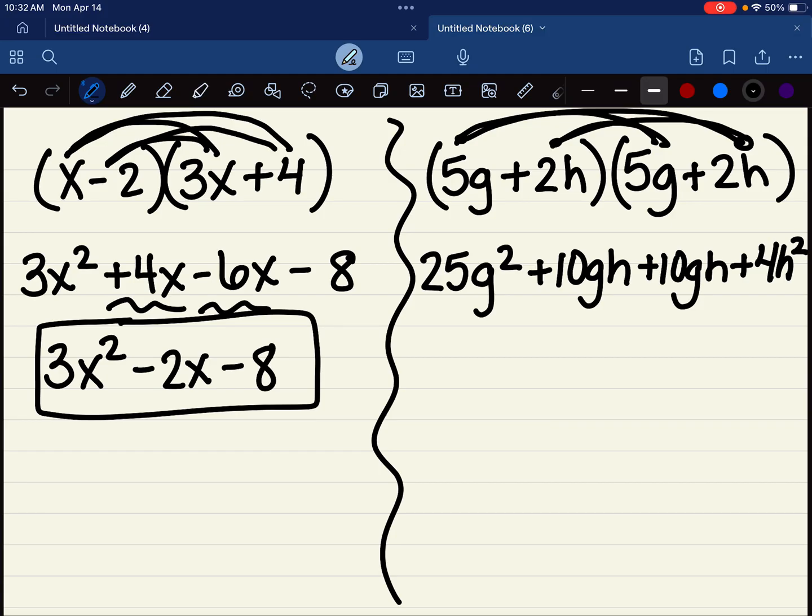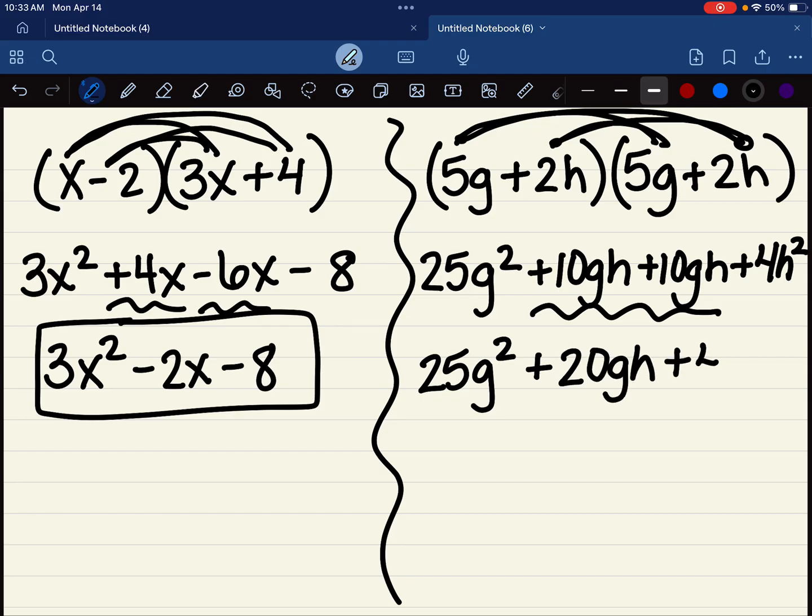What do I do next, Hogan? We add 10 plus 10. Good. Yeah, because remember, those two terms have the exact same variable with the same exponent. So we can add together. So we get 25g squared plus what? 20gh. And then bring down plus 4h squared.